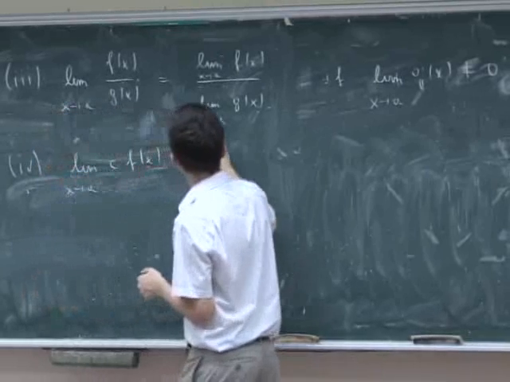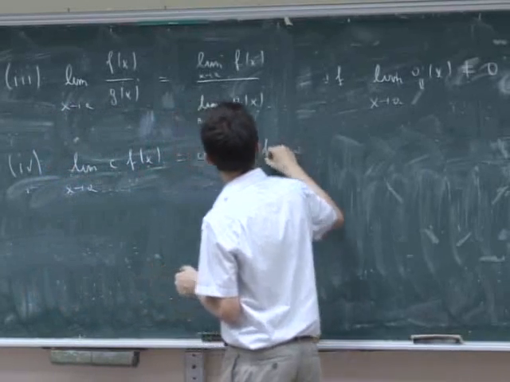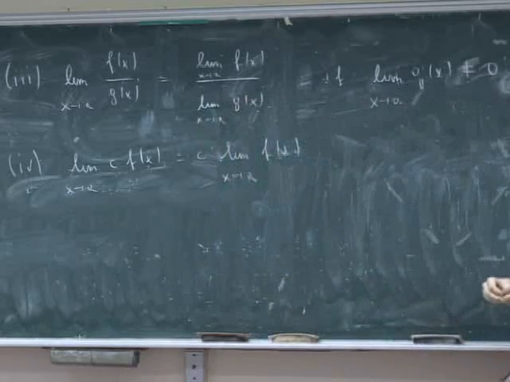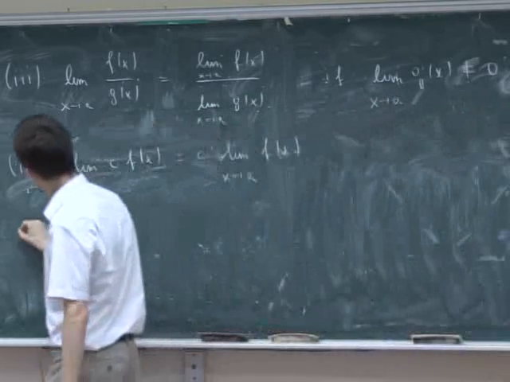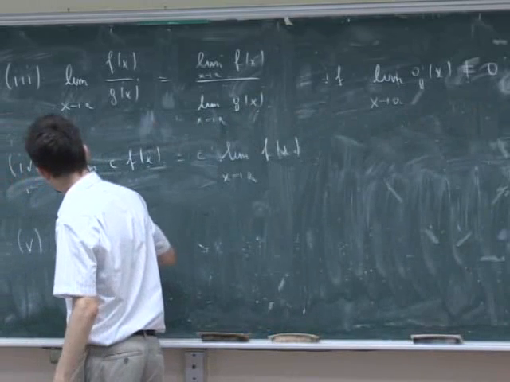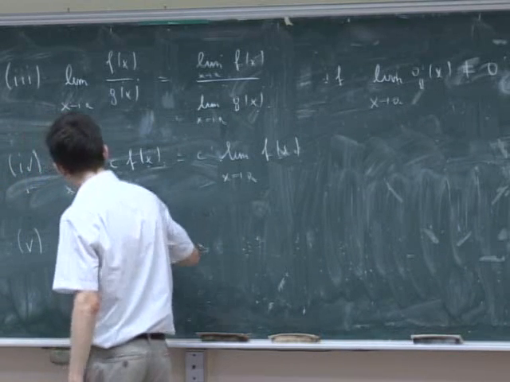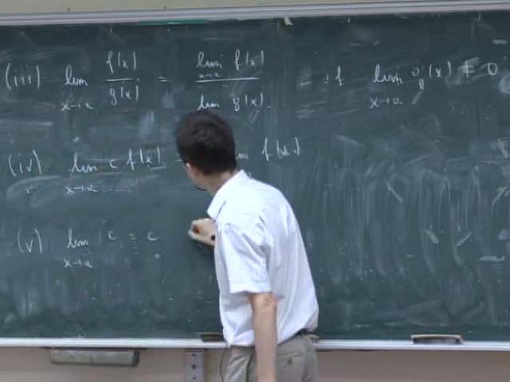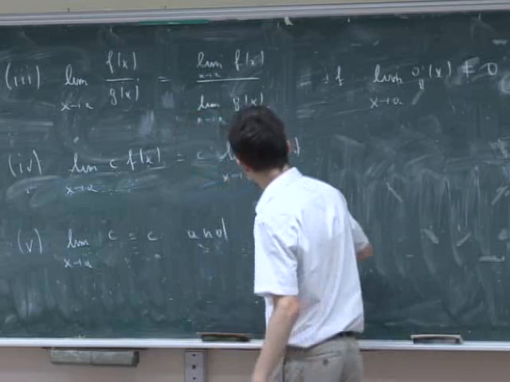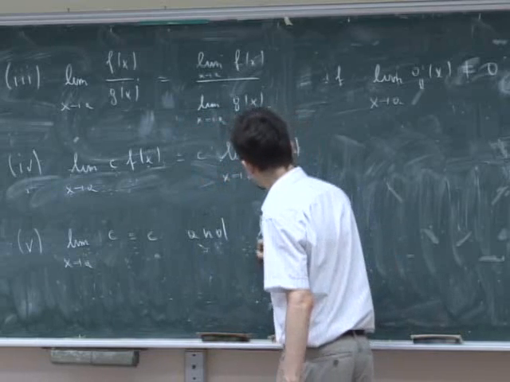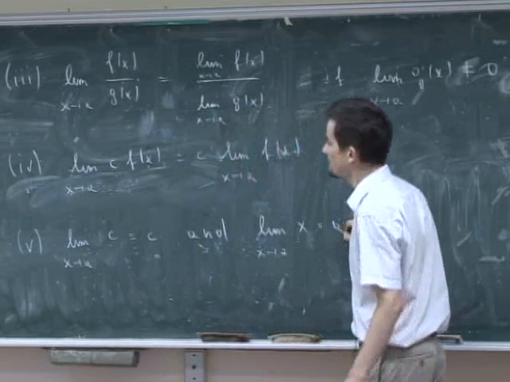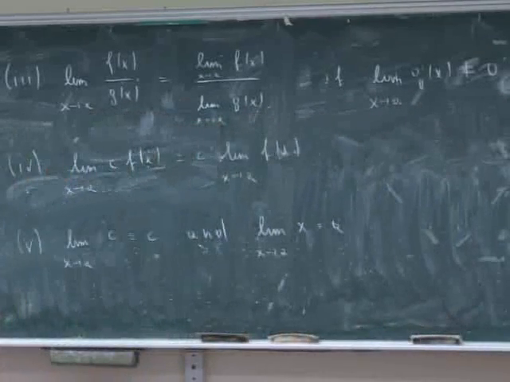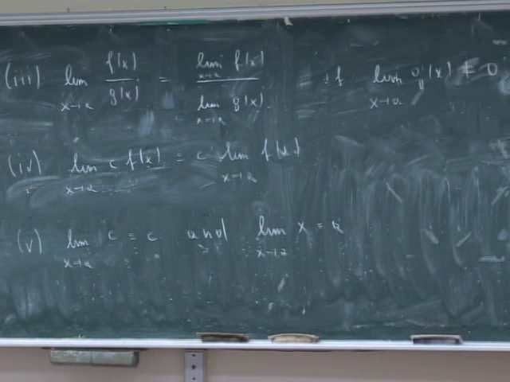a is equal to c times the limit f of x as x approaches a. Okay, and you have some simple relations like the limit of a constant as x approaches a is just a constant, and the limit of x as x approaches a will be equal to a. Okay, so this is some base for some functions, and these are some laws to how you can build from some simple examples.